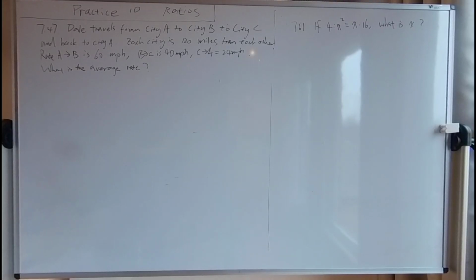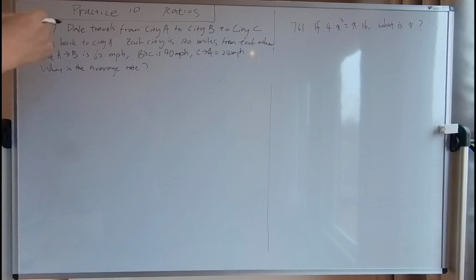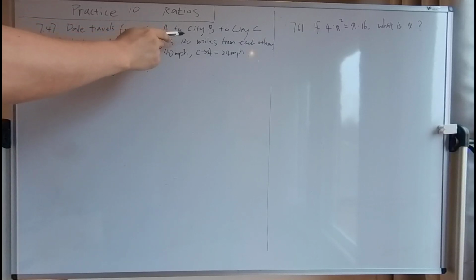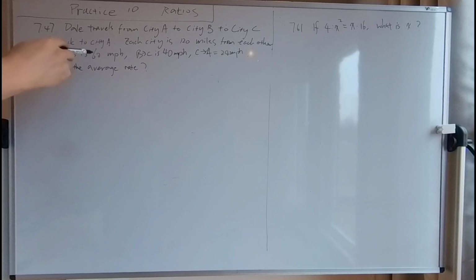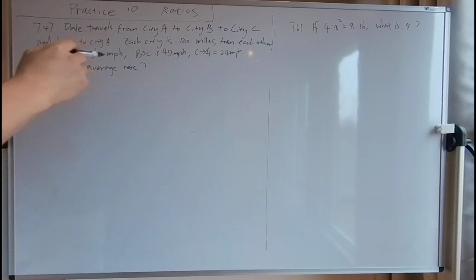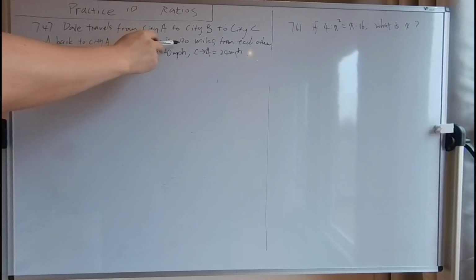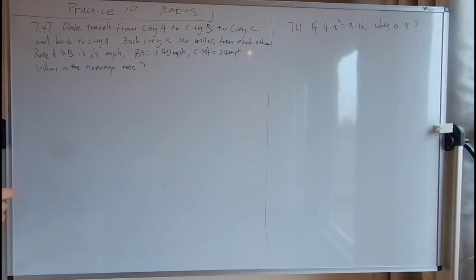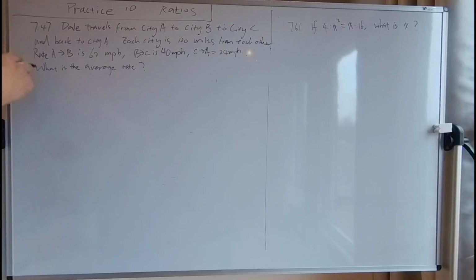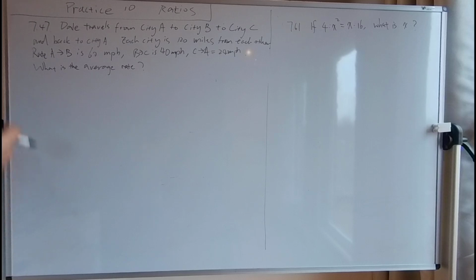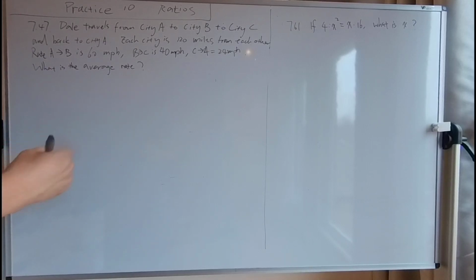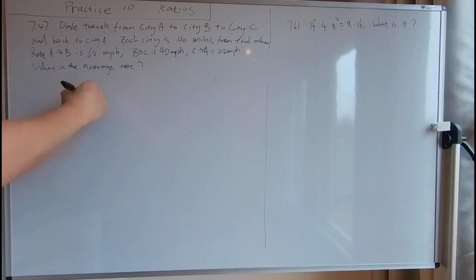Okay, let's see the next question. Dale travels from city A to city B and then to city C, eventually going back to city A. So there are 3 cities, A, B, and C, each 120 miles from each other, and Dale travels from A to B, B to C, and C to A at 3 different rates, or different speeds. So what is the average rate, or the average speed?